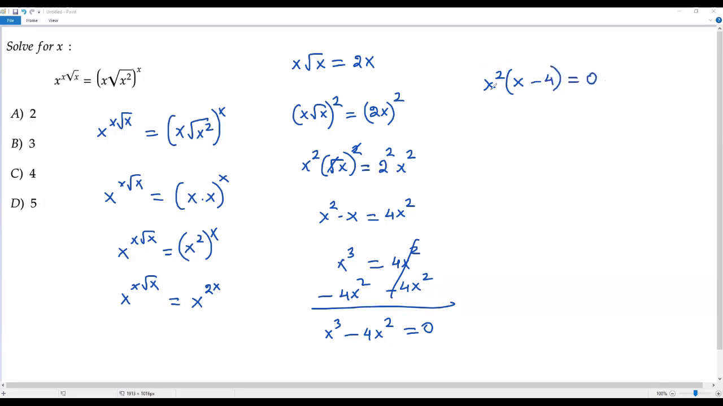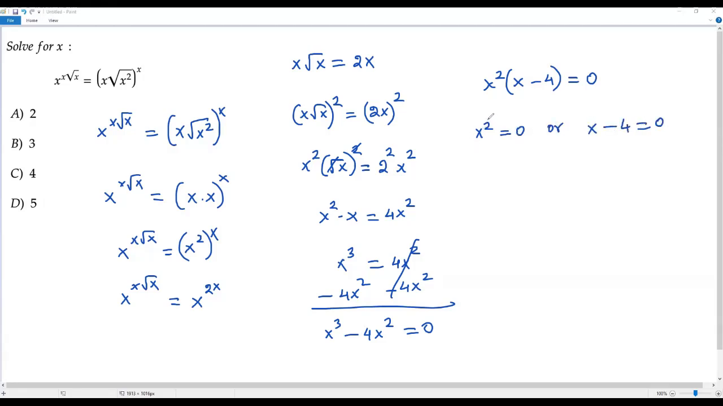Now we can verify our factoring. If I distribute this x squared to x, I'm getting x cubed. And when I distribute x squared to negative 4, I'm getting negative 4x squared. So the factoring I've done is correct. Now the product of these two factors equals 0. So either the first factor, x squared, equals 0, or the second factor, x minus 4, equals 0.